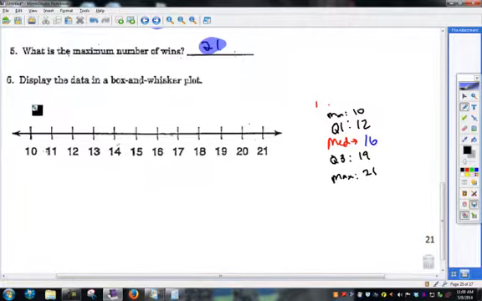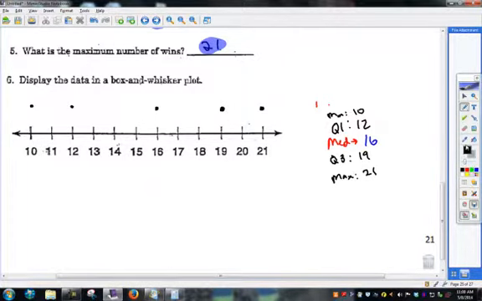So I know I got a minimum of 10, so I'm going to put a dot right there at 10. I know my quartile one's right here at 12. You want to make sure your dots stay kind of on the same plane, okay? Don't get them all crazy like up here. Make sure they stay kind of on a line. Okay, the median then, I know is 16. I know that my Q3 is 19, and I know that my max is 21.